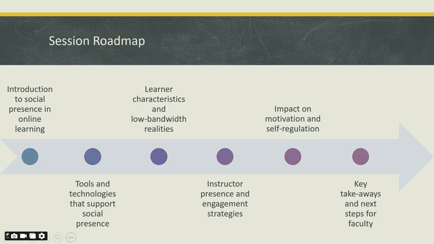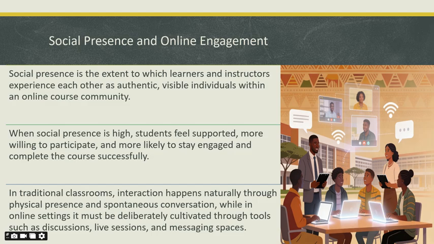Next, we'll take a look at the institutional tools and technologies that support social presence, and the learner characteristics at Bahida University, and the key online challenges that our students face. After that, we'll explore strategies for instructor presence and engagement. We'll also connect these ideas to student motivation and self-regulation. And at the end, we'll have one key takeaway and an invitation for you to choose a concrete strategy to implement.